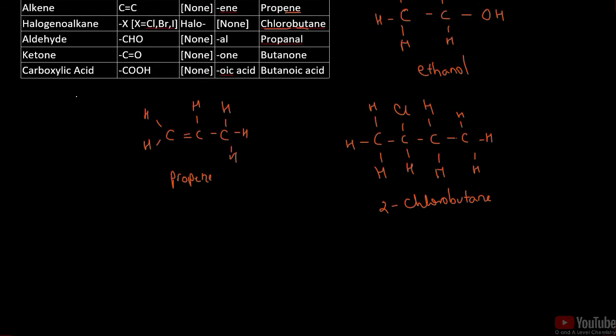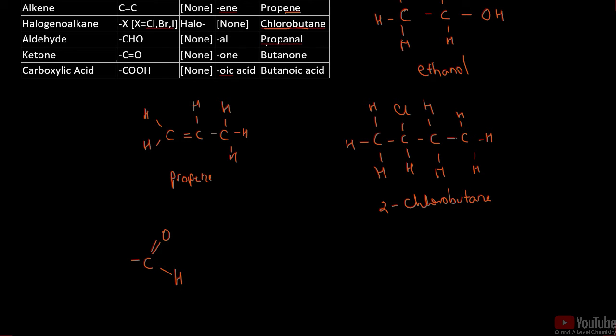An aldehyde is whenever you have a CHO functional group bonded to it. Here, I would like to mention that the way the CHO is bonded is you would have a double bond with the O and a single bond with the H. This is the CHO functional group. So whenever you see this, you know that it's an aldehyde. Aldehydes do not have a prefix, but they have a suffix called al.